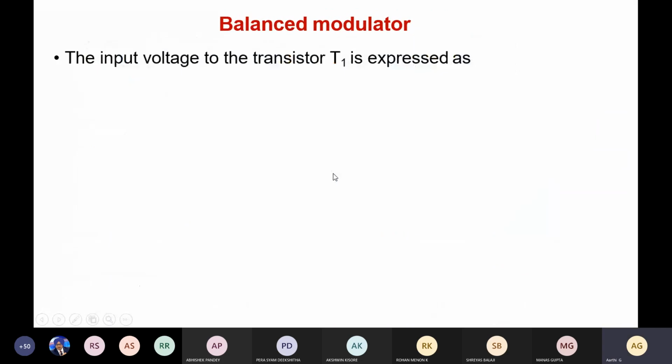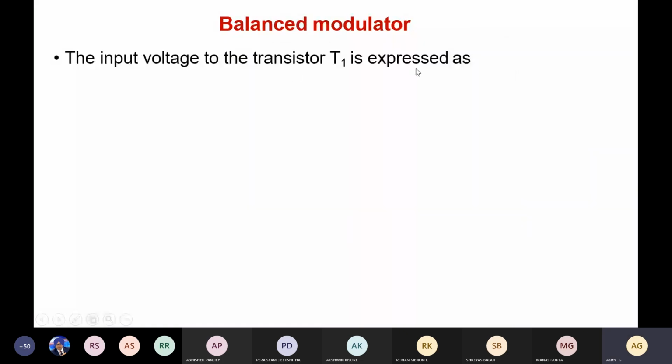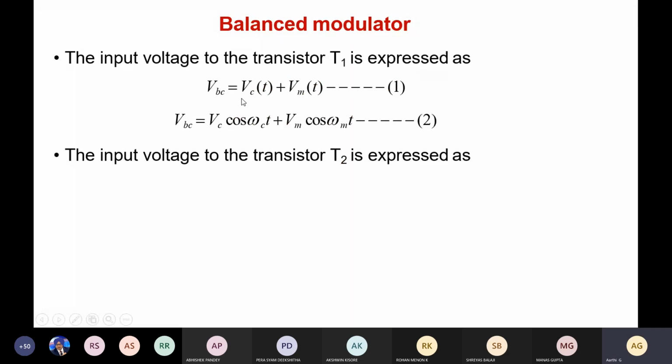Now let us see mathematically how we are going to calculate VBC. This VBC will be the input applied at the base of transistor T1. The input voltage to the transistor T1 is expressed as VBC, which is the sum of the carrier signal plus the modulating signal. So we are adding the carrier signal and the modulating signal. This is the input to the transistor T1, which is VBC. Let us take it as equation 2.